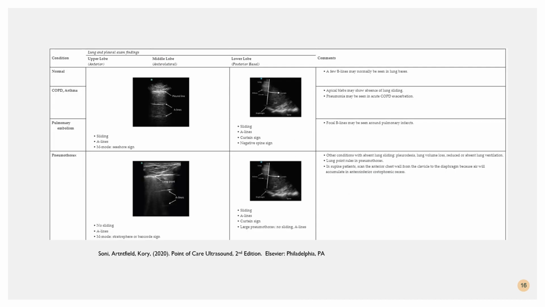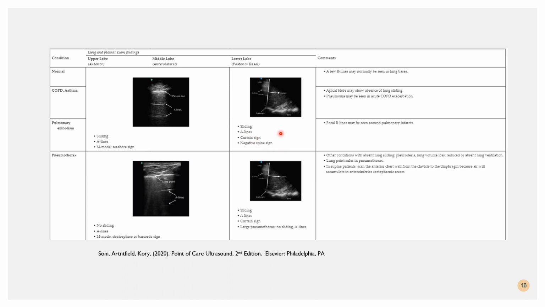Now, this is just another chart created by Sonny, Arntfield, and Corey. So we're thankful for these great discrete pieces of information, which you may want to print out or refer to as you're first implementing this in your practice. So if we're looking in the lung field and we see that there is sliding of the pleura, there are A lines, that tells us that we have a fully aerated lung, but if your patient still has dyspnea, then you would have to address what's causing that dyspnea.